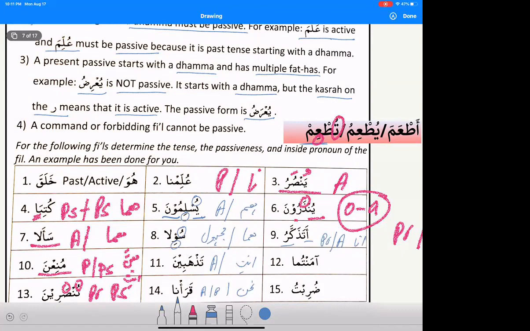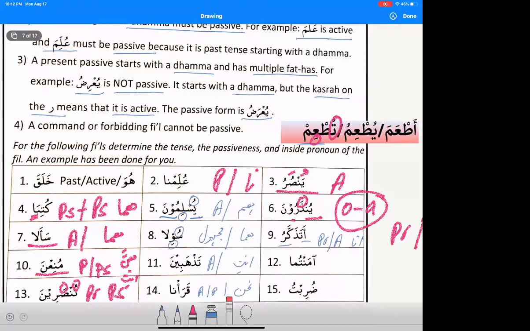Now number 5, yuslimun. What is the root word for this? Is it sin lam mim? Salima yaslamu. So how is it active? I'm seeing a dhamma on the first letter and the second root letter has a kasra. What is the prominent sound in present passive? It should be dhamma and fatha on the second root letter. So the second root letter is lam. Do you see a fatha there? Oh, so that's the thing. I'm getting confused. Okay, thanks. But why is it not past passive?